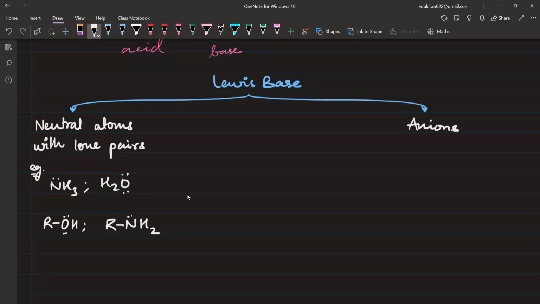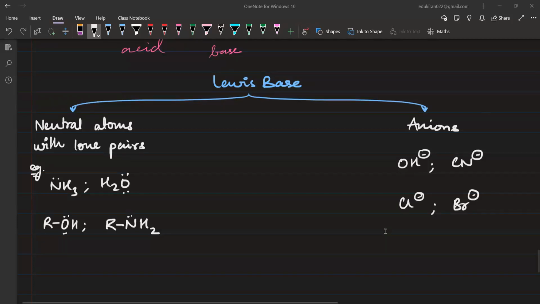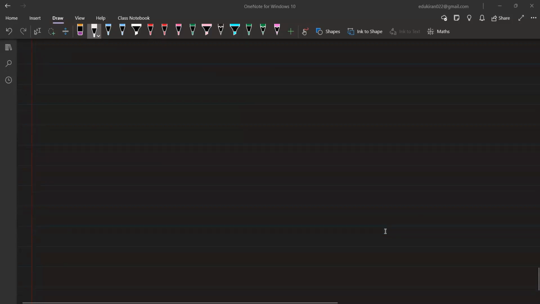And similarly, anions की अगर हम बात करें तो OH negative is going to act as a base. CN negative can act as a base. Cl negative can act as a base. Br negative can also act as a base. Make sense? Yes or no? Please tell me. Yes. Because they can donate electrons. You wrote this? Yes, sir. ठीक है, इसके बाद है आपके पास लोवेस्ट एसिड.